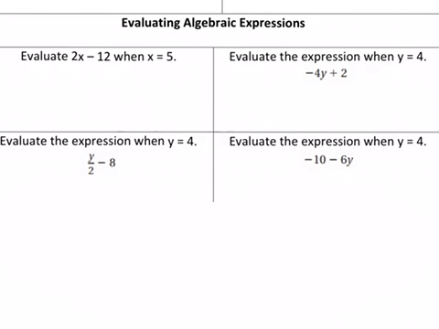Now, in this next one, we are going to evaluate expressions by just plugging in our numbers. So we've done this before. The first one, evaluate 2x minus 12 when x equals 5. All you do is substitute in 5 for x. So you have 2 times 5 minus 12. It's all about order of operations. You multiply first. So you have 10 minus 12, which gives you a negative 2.